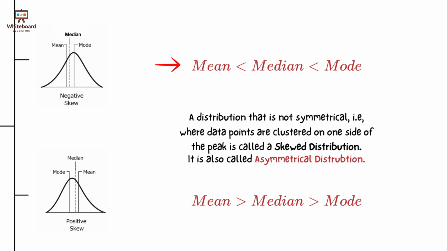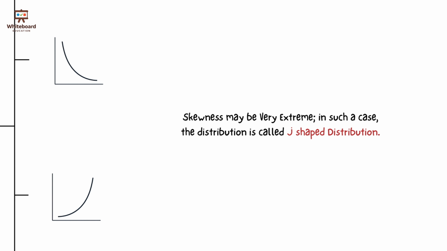In a negatively skewed distribution, the value of mean is less than the median, and the value of median is less than the mode. However, in a positively skewed distribution, the mean is greater than the median, and median is greater than the mode. In some cases, the skewness may be very extreme.